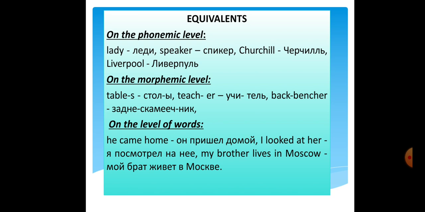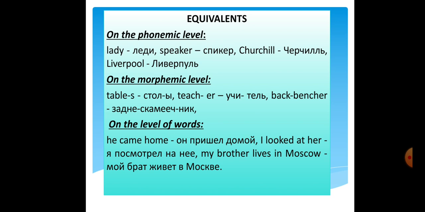Equivalence on the phonemic level. For example, lady is rendered into Russian as леди, speaker, спикер, Churchill, Черчилль, Liverpool, Ливерпуль. On the morphemic level, tables is rendered as столы, teacher, учитель, backbencher, заднескамеечник. Here the ending of the English form -s corresponds to the Russian morpheme «ы» expressing plurality. The suffix -er, denoting the doer of the action, corresponds to the TL ending «тель».